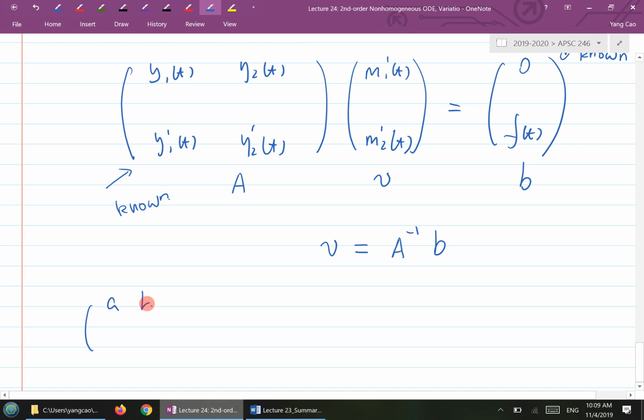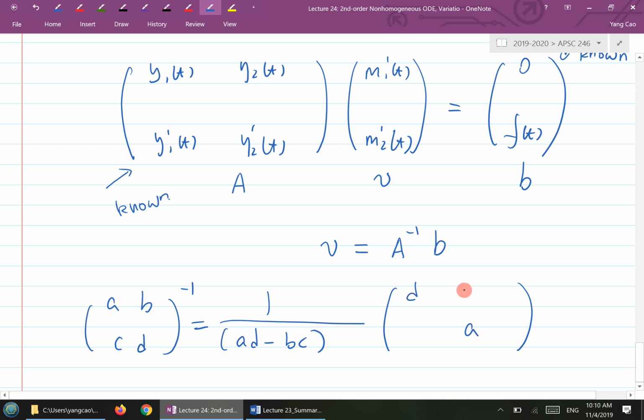If you recall, when you have a 2 by 2 matrix and you're interested in its inverse, this is something I would encourage you to memorize. It's 1 over its determinant, AD minus BC, times another matrix, but you have to swap the D and A, and add a negative to B and C. That gives you the inverse of the 2 by 2 matrix.